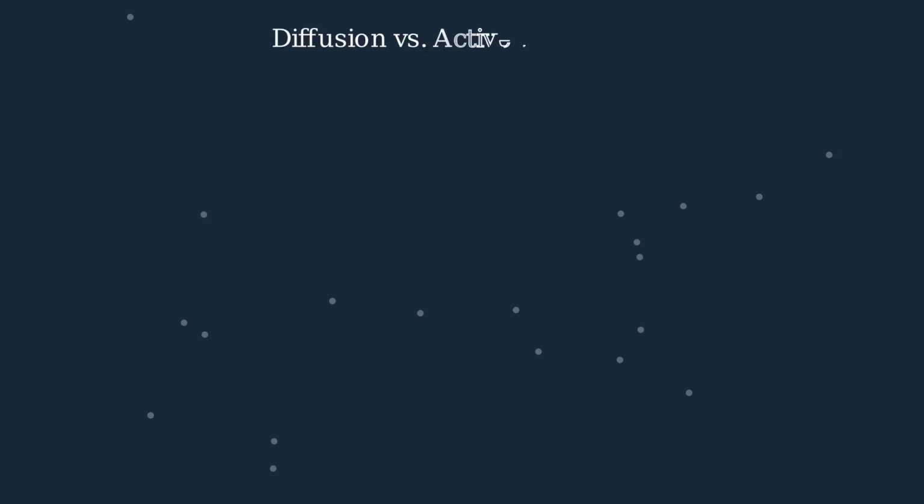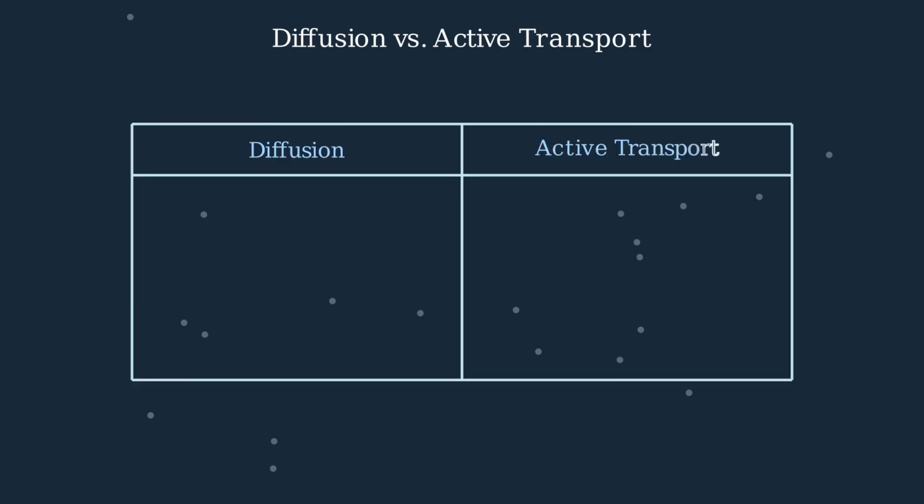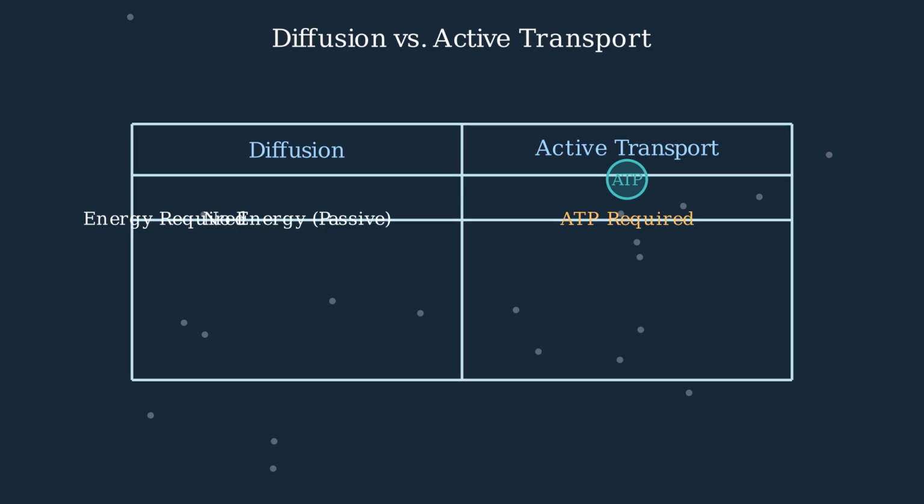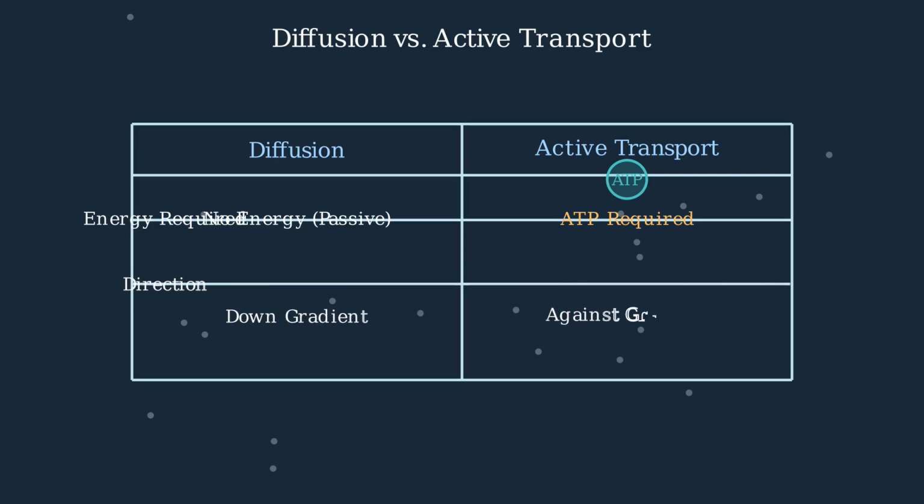Let's compare diffusion and active transport, two fundamental transport mechanisms in cells. These two processes have fundamental differences in how they function and the energy they require. Diffusion is a passive process that requires no energy, while active transport requires ATP, the cell's energy currency. Diffusion moves molecules down their concentration gradient, from high to low concentration.